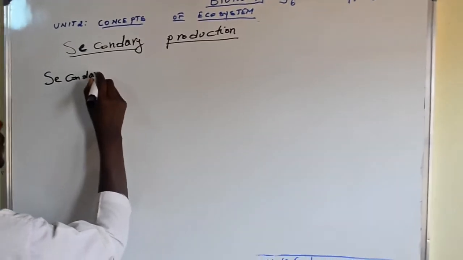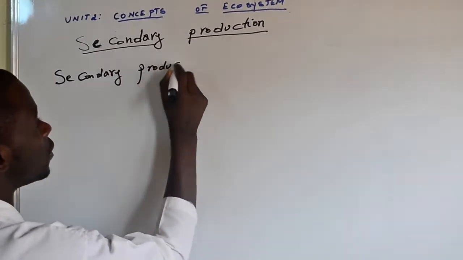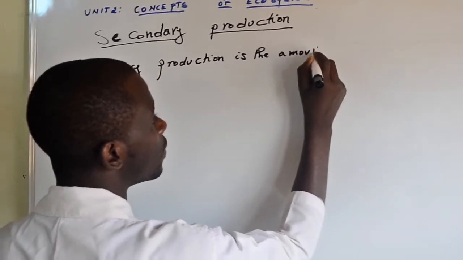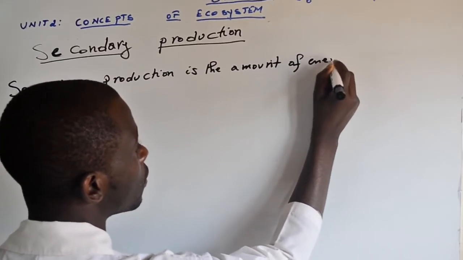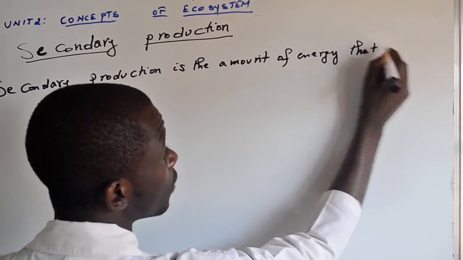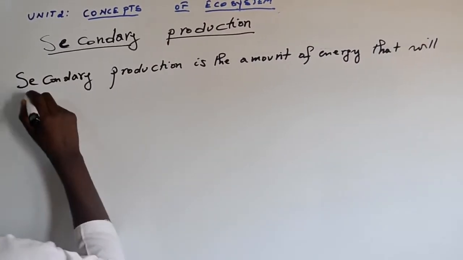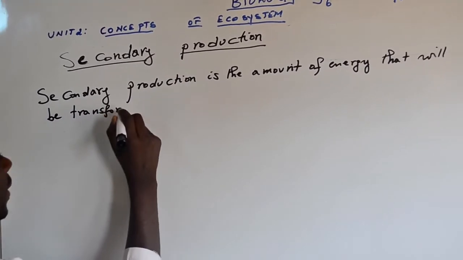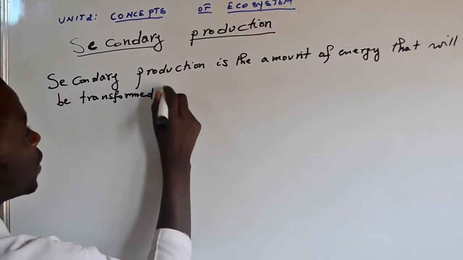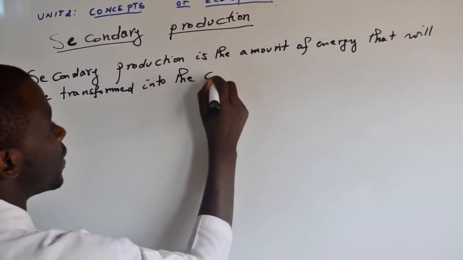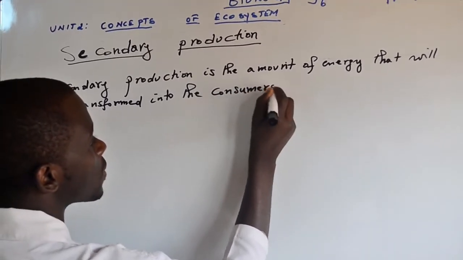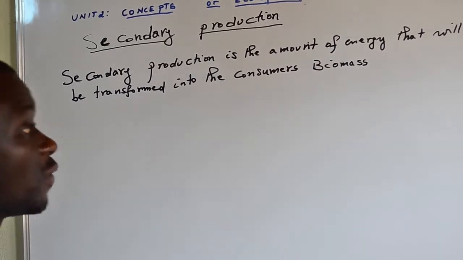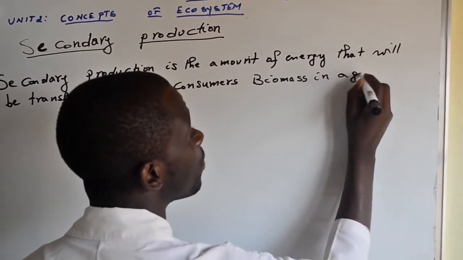Secondary production is the amount of energy that will be transformed into the consumers, in a given period of time.